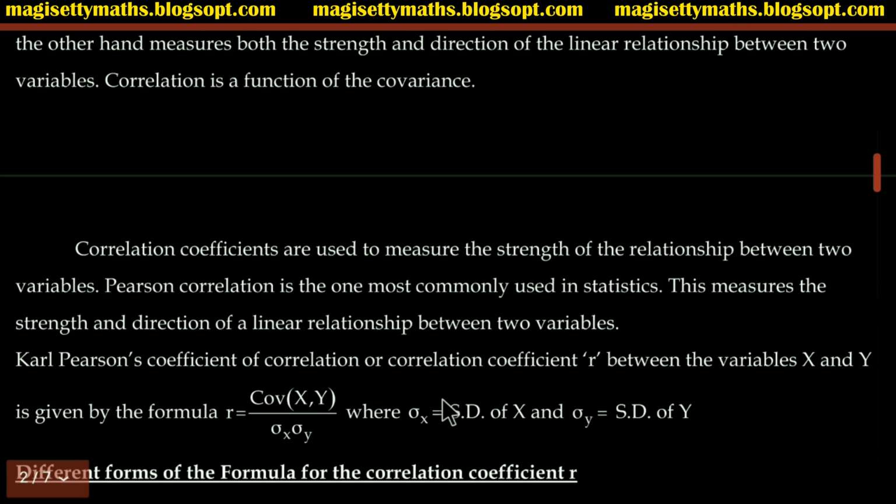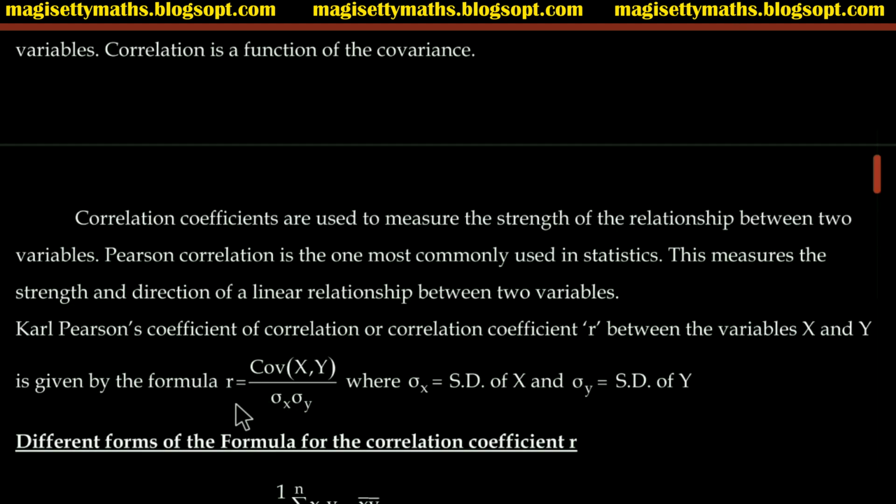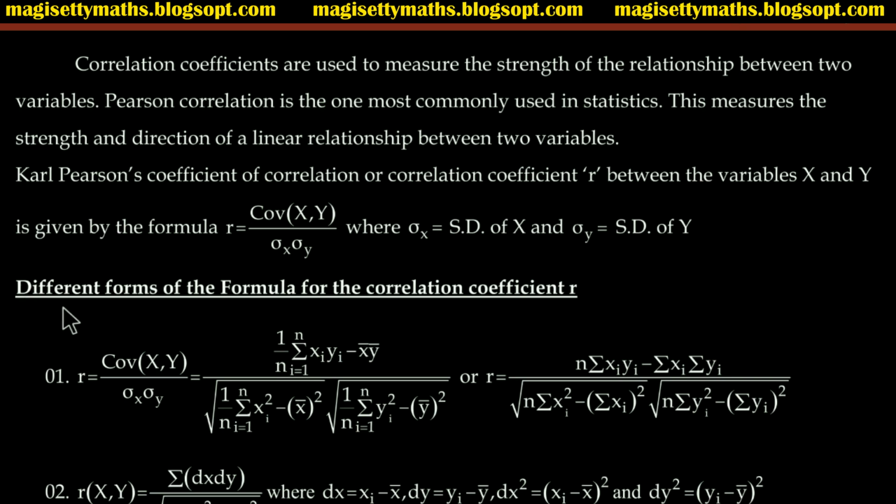Now, the correlation coefficient is used to measure the strength of the relationship between two variables. In general, here we widely use Pearson's correlation coefficient, which is given by the formula r equals covariance of x comma y divided by sigma x into sigma y, where sigma x is the standard deviation of the sample data x, and sigma y is the standard deviation of the sample data y. Here we have different forms of the formula for the correlation coefficient.